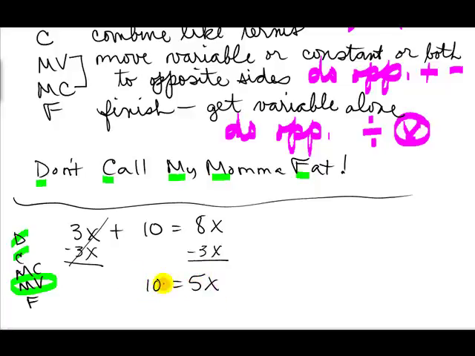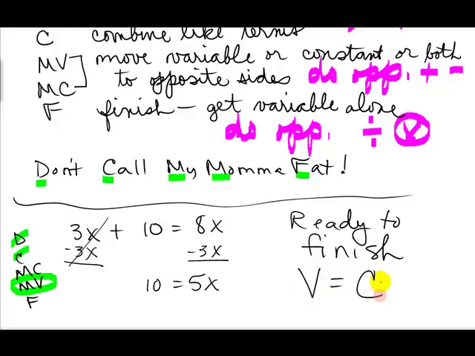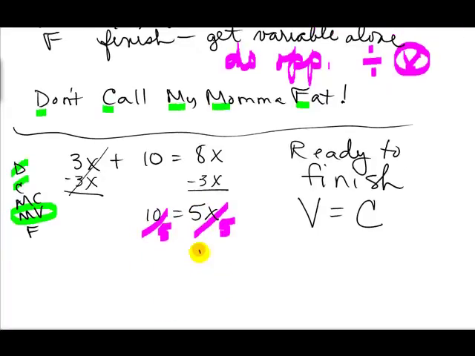Now I'm ready to finish. When I'm ready to finish, you want all your variables on one side and the constants on the other. And you're going to do the opposite. So here I am going to divide by 5, divide by 5. X will equal 2. A fairly simple equation, but it shows how we use these steps to solve it.